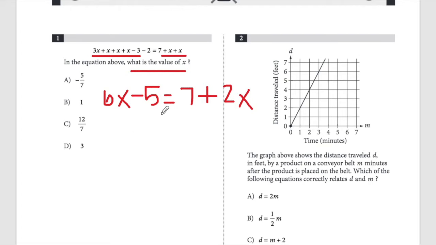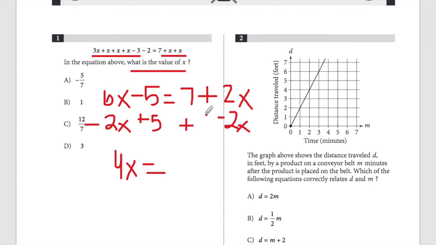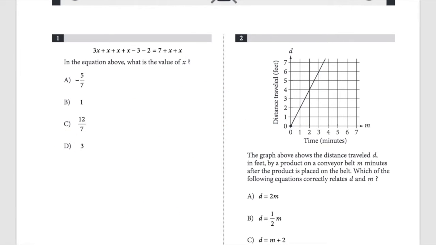Okay, now we can just move. So we can subtract 2x from both sides, so we can get rid of the variable and put it on one side and the constants on the other side. And that's 4x. But then we can add 5 to both sides so that we can get the variable on one side and the constant. So we have 4x equals 12, which means x equals 3 because 12 divided by 4 is 3. So our answer would be D.